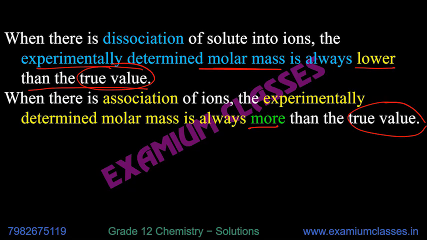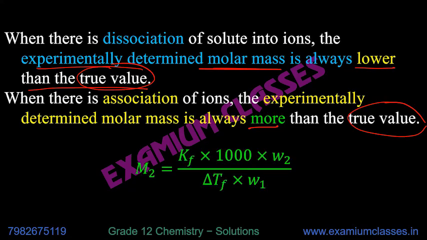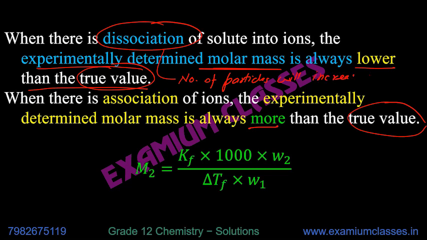Now, to understand this one, you need to understand by formula. The molar mass is given by this formula. In case of dissociation, the number of particles will increase. And try to understand it because it is not given in the book, but it is important for competitive examinations. Questions are asked from this fact. Because number of particles increased means colligative property is increased.